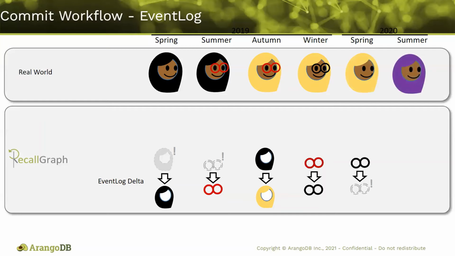And finally, in summer, Anna changes her hair color again. This time it goes to purple. And so RecallGraph records that as going from blonde to purple.